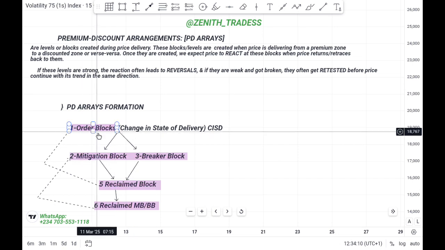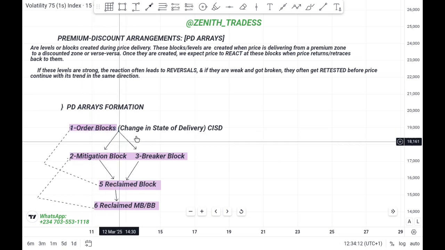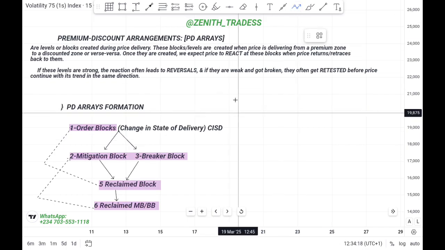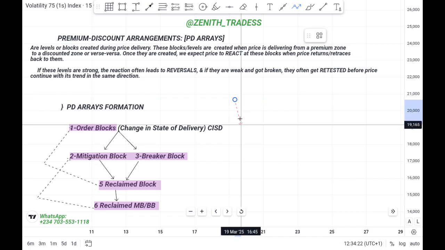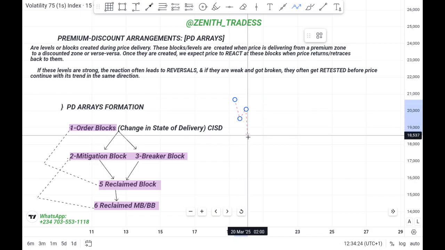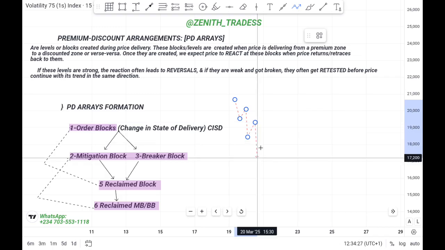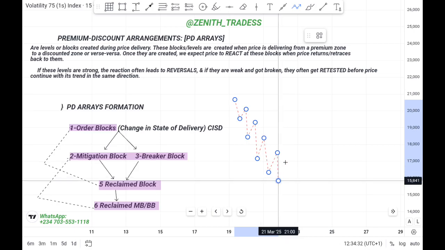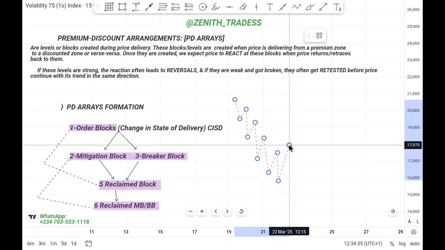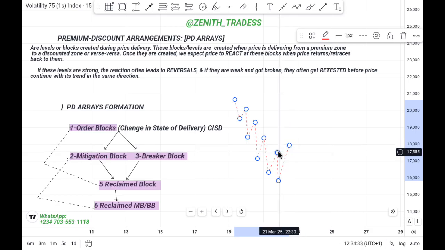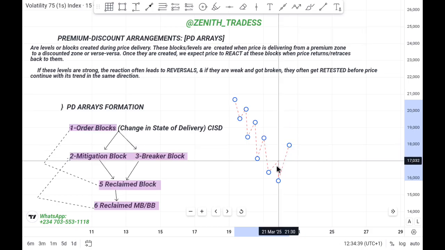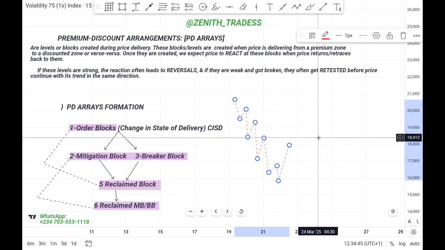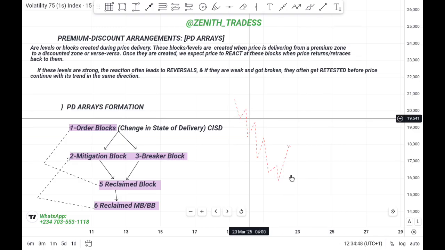The order block. An order block is simply what we refer to as a change in state of delivery. So when price is delivering from, let's say, a premium zone to a discount zone, or let's say a bearish order flow, when price is creating lower lows, lower highs, lower lows, lower highs this way, right? And suddenly price just shifted bullish. This is what we call a change in state of delivery. Why is it a change in state of delivery? The previous state of delivery was bearish. It was a bearish order flow, right? But suddenly price shifted bullish. So price shifted from bearish to bullish.